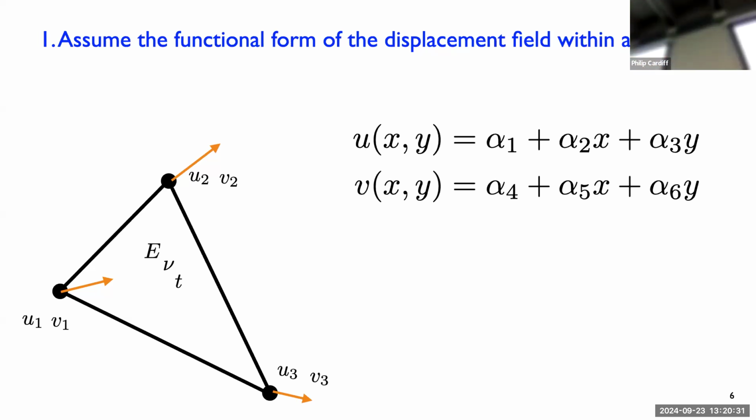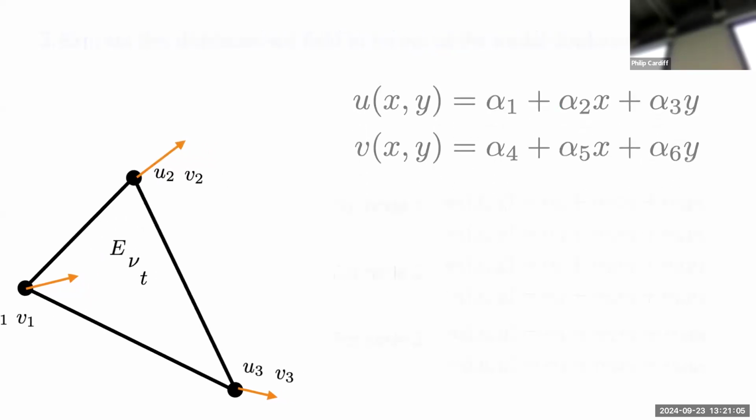So let's take a simple polynomial. We'll say that U is a function of X and Y in the element, and we'll define some constants: alpha 1 plus alpha 2 times X plus alpha 3 times Y. Before, for the truss element, we just had alpha 1 and alpha 2. It was just X, but now it's 2D, so we have a Y component. And then V, the vertical or Y displacement, can vary differently. That's independent of U. You can have different X displacements than Y displacements. So that will have its own constants as well. So we have six constants to describe how the displacement varies.